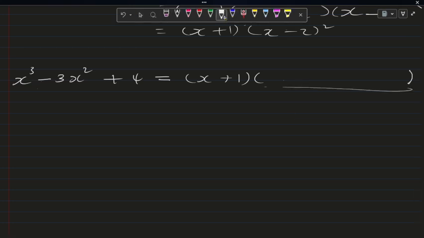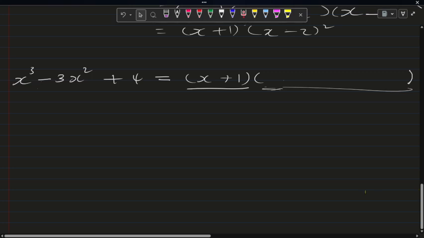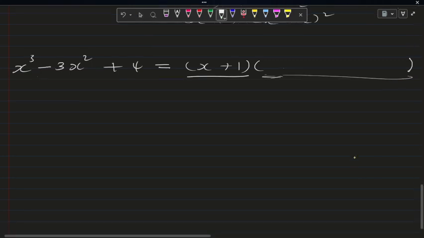We want to use the short method to determine this expression, the q of x. Remember that this one you obtain using the factor theorem, and this one now is what we can obtain using the shortcut method.